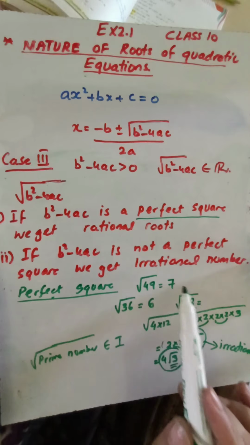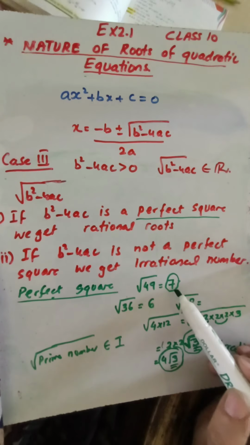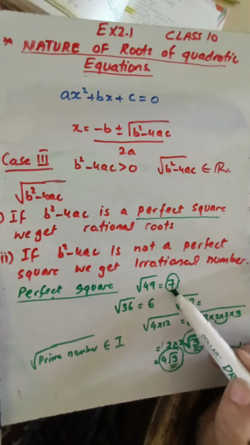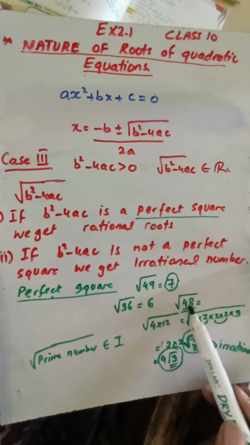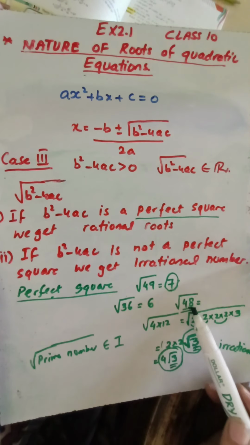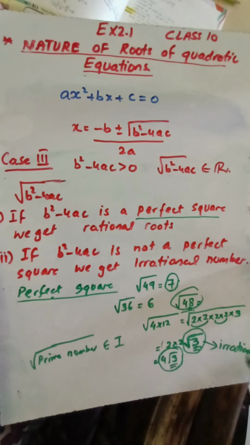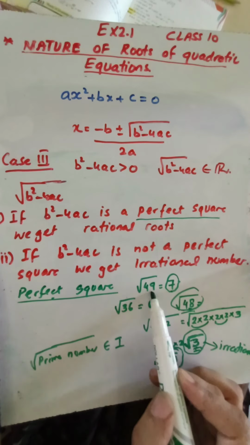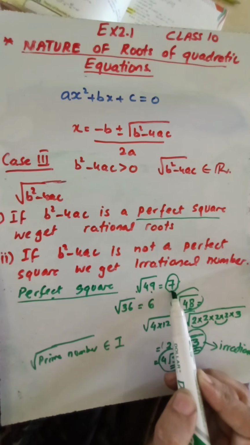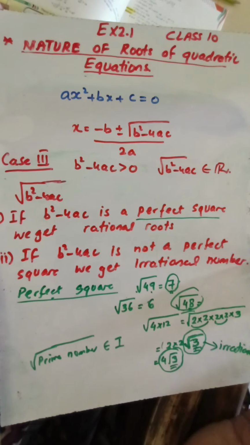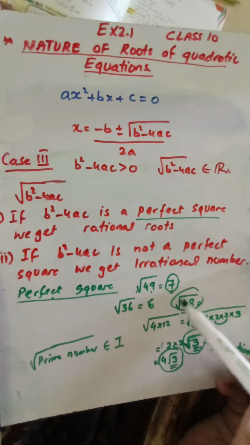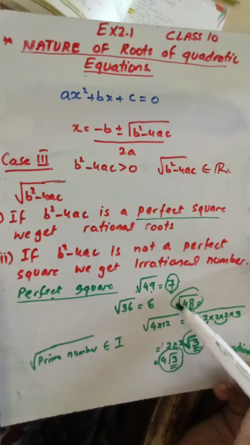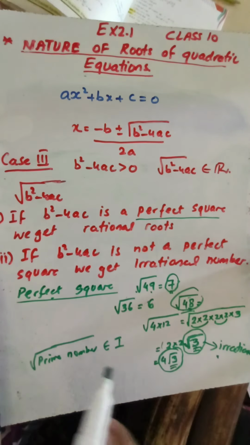If it is a perfect square, we are going to get a whole number, a rational number. But if the number under the radical sign is not a perfect square, its root will be irrational. So perfect squares have rational roots, whole numbers, which are rational. And if you have a number which is not a perfect square, then its root will always give you irrationality.